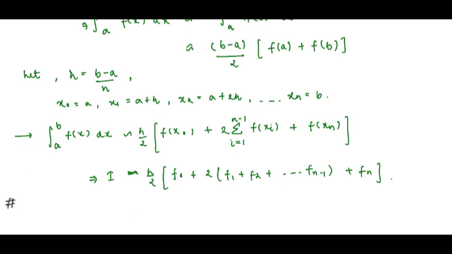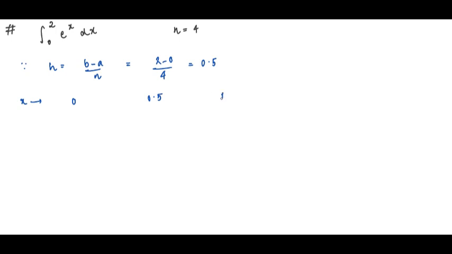Now we have a quick question where we have to approximate the integral from 0 to 2 of e to the power x dx with n equals 4. So let's solve this example. Firstly, we approximate this integral using the composite trapezoidal rule with n equals 4. Calculating the step size, h becomes (b minus a)/n, which is (2 minus 0)/4 equals 0.5. So our x values become 0, 0.5, 1, 1.5, 2.